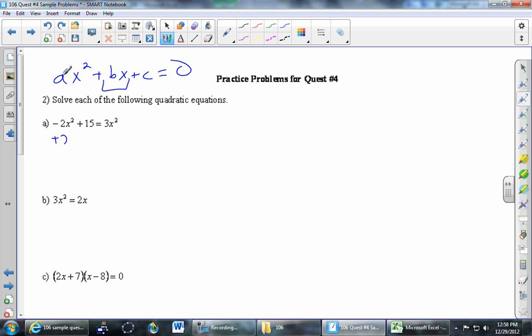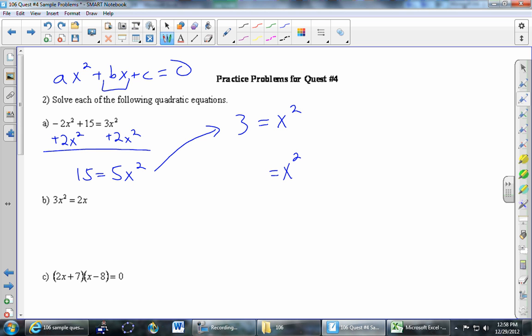So we're going to add 2x squared to both sides, and then we'll get this equation. And hopefully you recognize that there's an easy way to solve this equation without getting into any of the factoring or any other methods that we have for solving quadratic equations. And that's to just isolate the x squared by dividing both sides by 5. And then finally, take the square root of both sides.